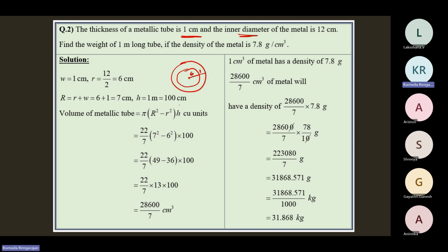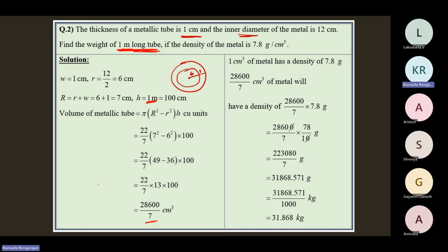All right. Now the volume formula is this one, substitute the values, and this is what we get. Now the question is, find the weight of 1 meter long tube. So the height is given here, h is here. That means the height is 1 meter, 100 centimeters, if the density of the metal is 7.8 grams per centimeter cube.